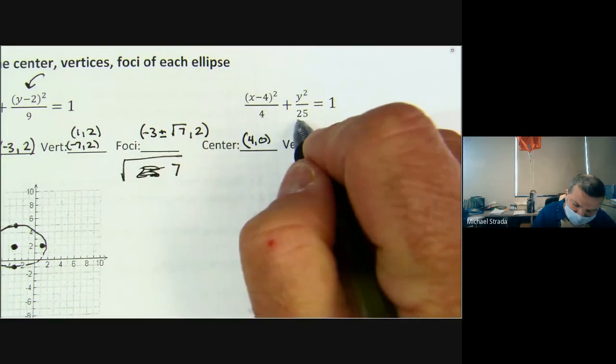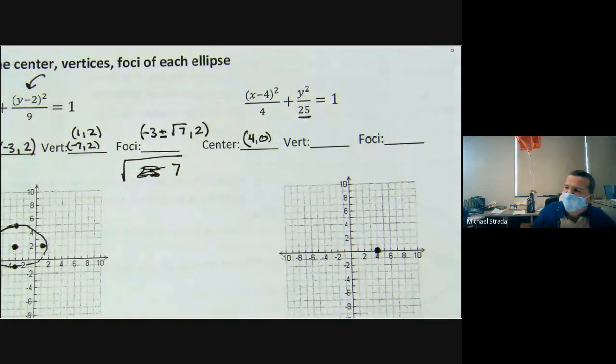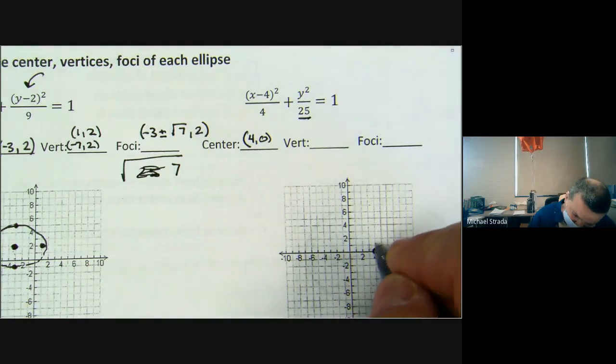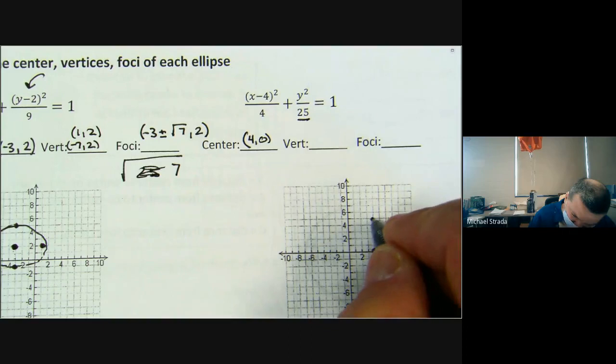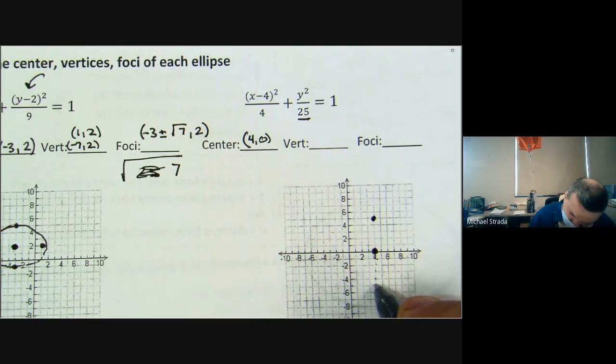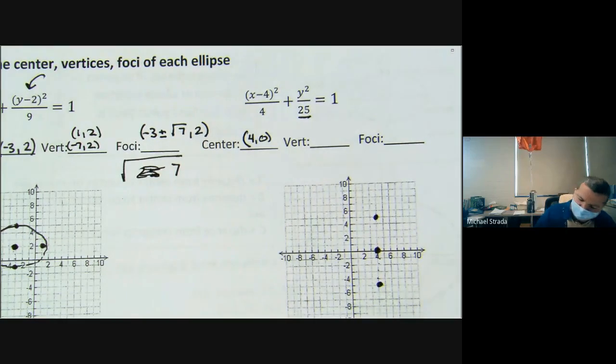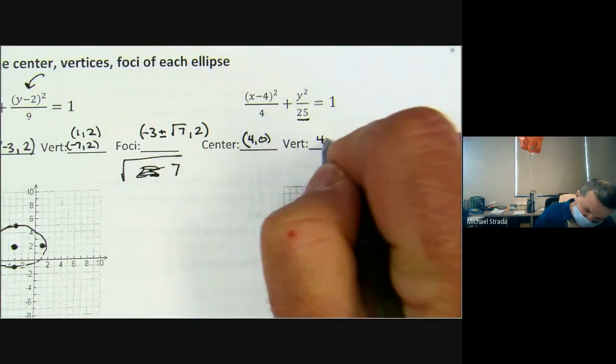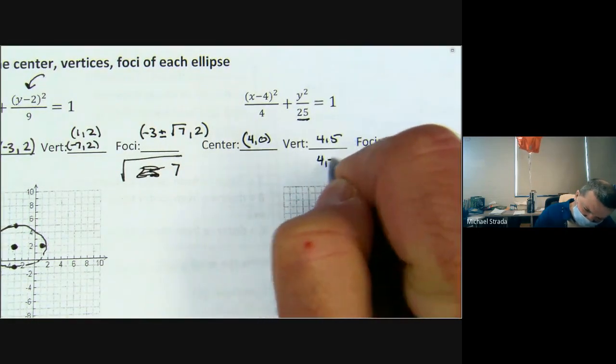I then look at my bigger denominator, which is 25. I do the square root of 25. What is the square root of 25? 5. So I go up 5: 1, 2, 3, 4, 5, and down 5: 1, 2, 3, 4, 5. Those are my vertices. So my vertices are at 4, 5, and 4, negative 5.